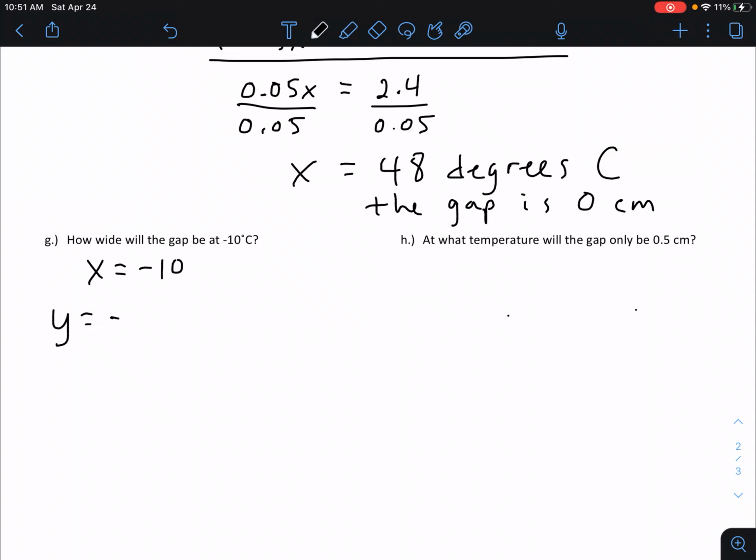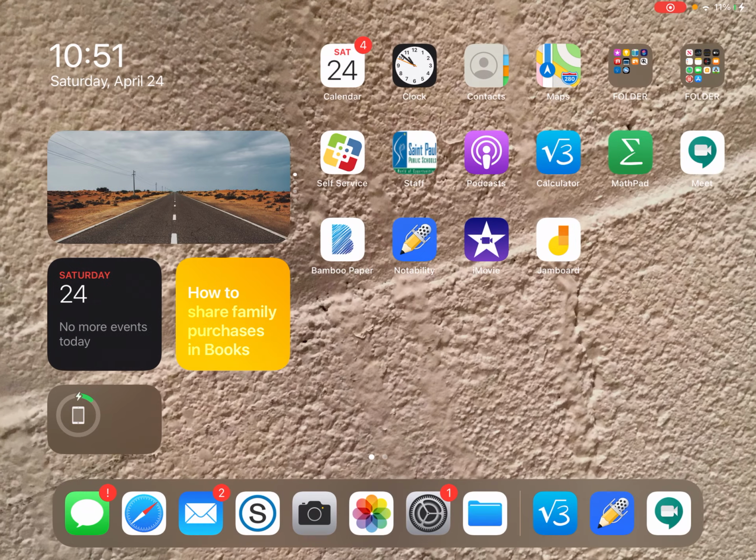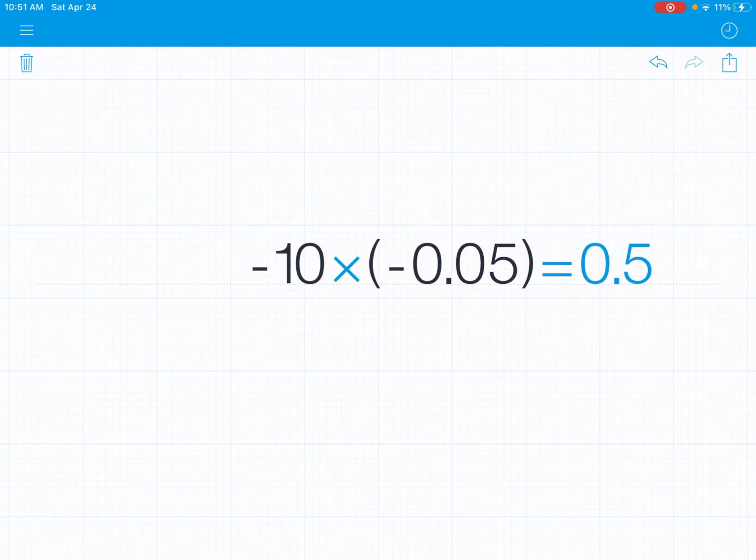So y equals negative 0.05x plus 2.4. I'm going to plug in negative 10 for that x. Negative 0.05, and remember, we use parentheses when we plug stuff in, negative 10, plus 2.4. Now you might be like, well, I don't know what negative 10 times negative 0.05 is. That's okay, let's go over to the calculator. Negative 10 times negative 0.05. Remember, two negatives make a positive. Well, it ends up being positive 0.5 or 1/2, right?